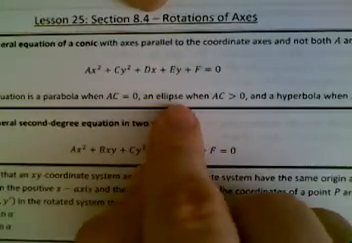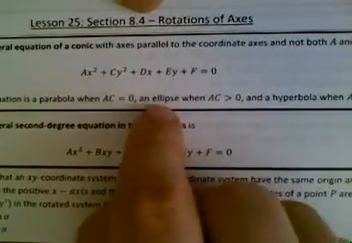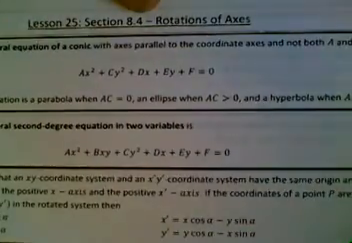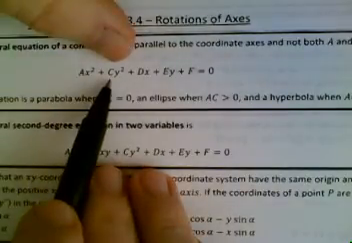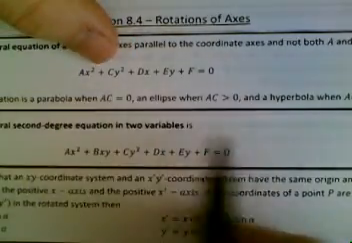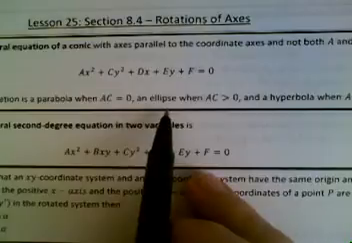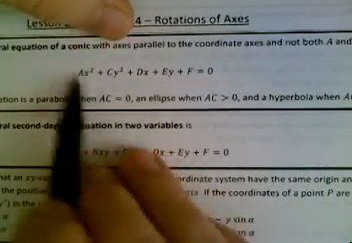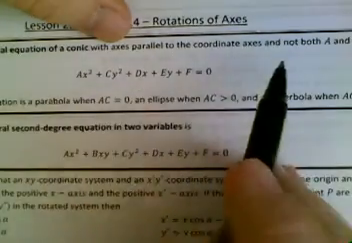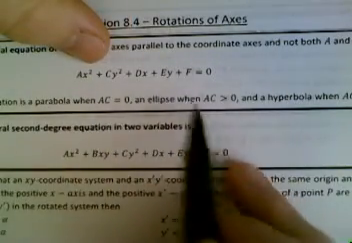Well, let's talk about the ellipse. Okay, and we have an ellipse when A times C is greater than 0. Now, why does that make sense? Well, if this is positive and this is positive, then the two multiplied together will give me a positive number, and that's an ellipse. If they're both negative, well, then I can move those as well as these pieces all to the other side, get everything to be positive, and I have the same situation.